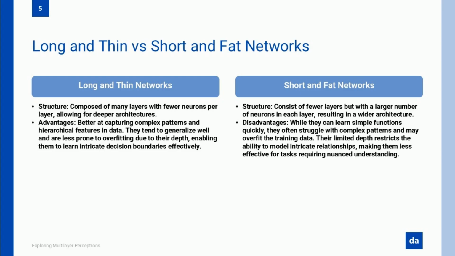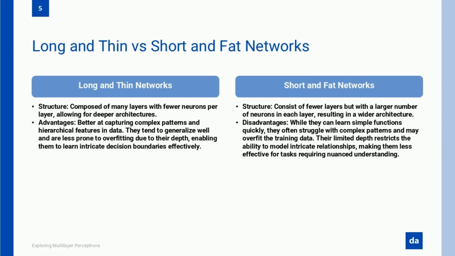Let's start with short and fat networks. These are networks with fewer layers, but a large number of neurons per layer. Think of them like a big brain with a simple thought process. They try to capture as much information as possible in a single go. It's kind of like trying to learn how to cook by watching a single 10-hour YouTube tutorial instead of practicing step by step. You might learn something, but you're not really building a structured understanding.